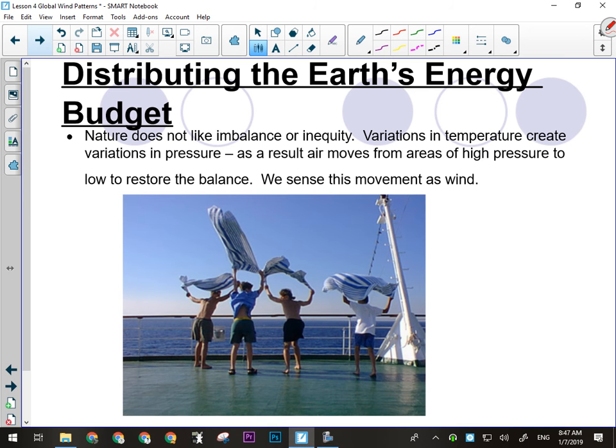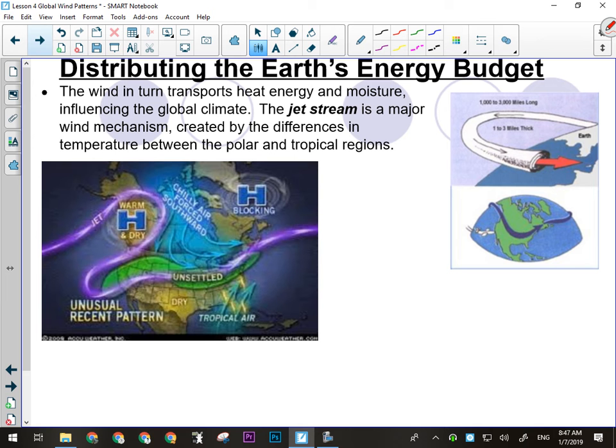Nature doesn't like imbalance or inequity. We know that from the second law of thermodynamics. Energy is always flowing from hot to cold in an attempt to equalize. Variations in temperature create variations in pressure. As a result, air moves from areas of high pressure to low, as well as from hot to cold, and we sense that movement as wind.